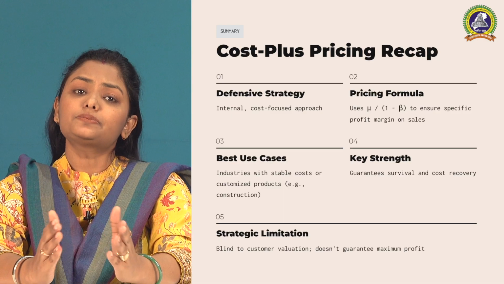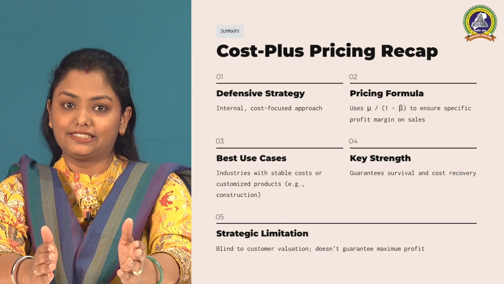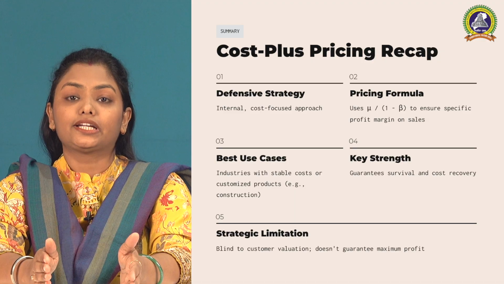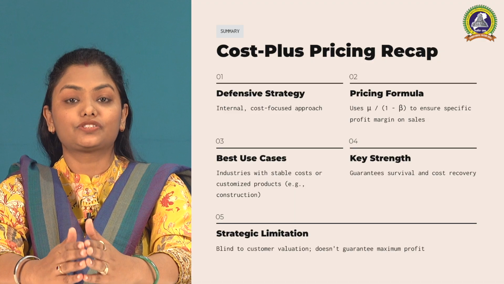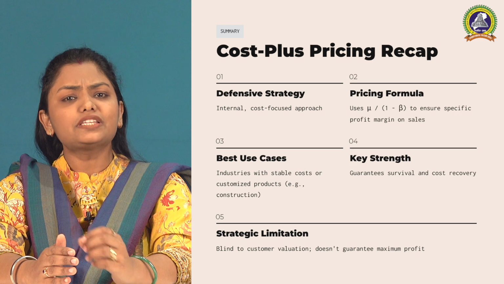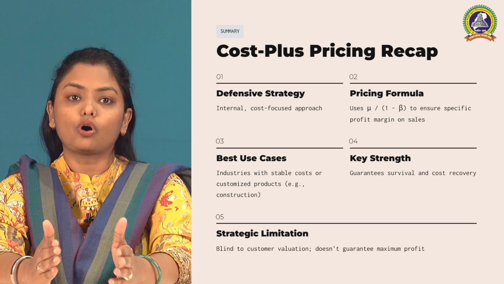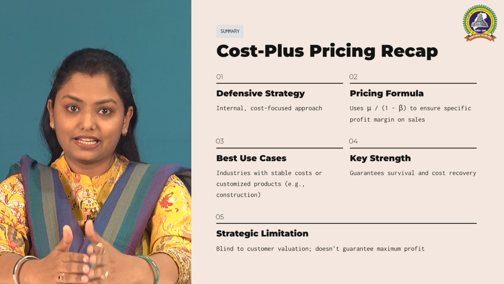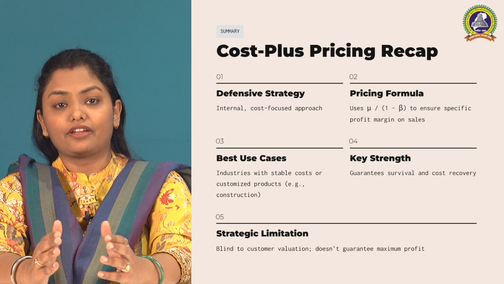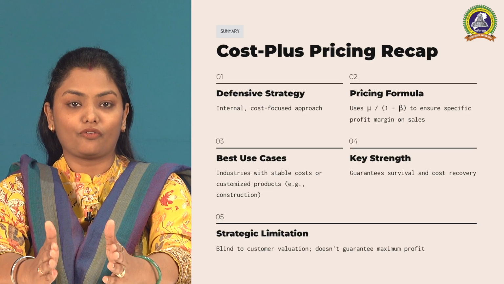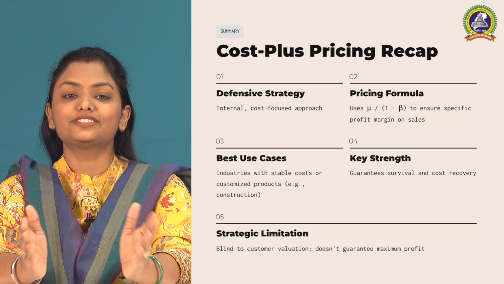Most dangerously, it can discourage efficiency. If your costs go up, you simply raise the price. There is no immediate pressure to cut waste or innovate. So, to recap this first session, cost plus pricing is a defensive internal strategy. It uses the formula mu divided by 1 minus beta to ensure a specific profit margin on sales. It is best used in industries with stable cost or where the final product is customized, like construction. It guarantees survival, but it does not guarantee maximum profit because it is blind to the customer's valuation.